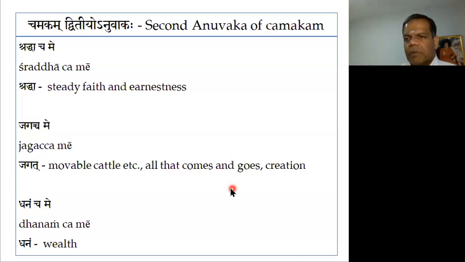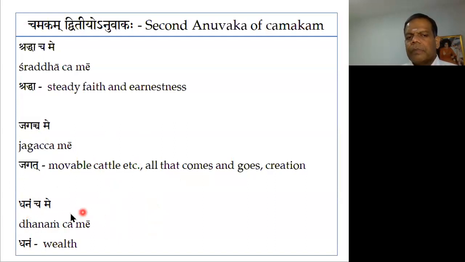All that we have access to in this world, which comes and goes, which is born and dies, we are asking the Lord, let all of them be beneficial. Jagat Chame Kalpatam. But the commentators have talked about cattle because it's followed by dhanam, wealth. So we'll look at the next mantra, which is dhanam chame.